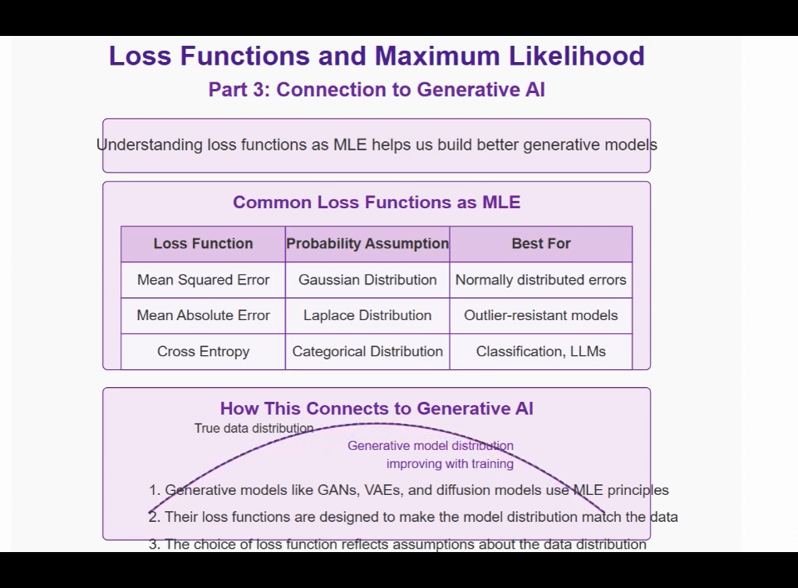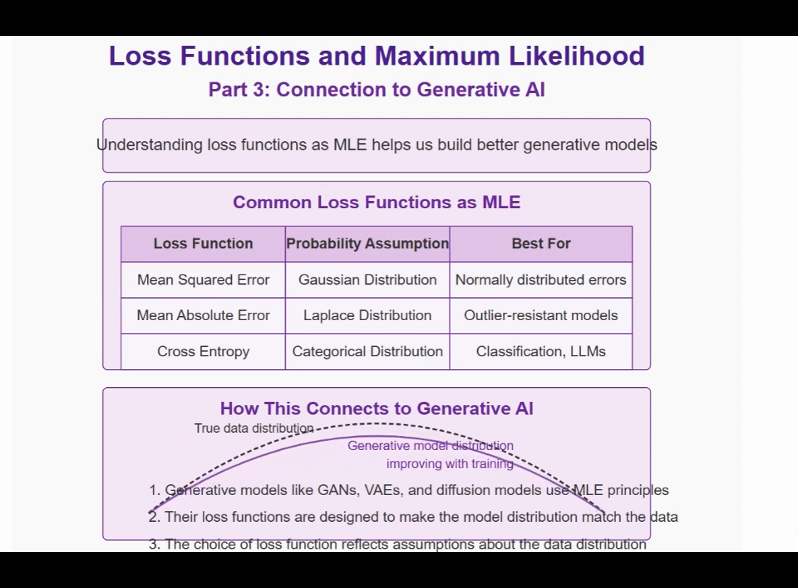When a language model predicts the next word in a sequence, it's providing a probability distribution across all possible words in its vocabulary. The cross-entropy loss measures how well these predicted probabilities match the actual words that appear in the training text. Minimizing this loss means maximizing the likelihood of generating the actual training sequences.